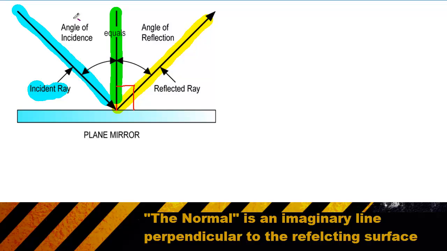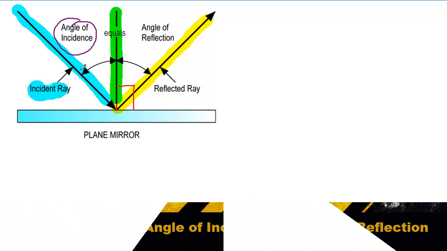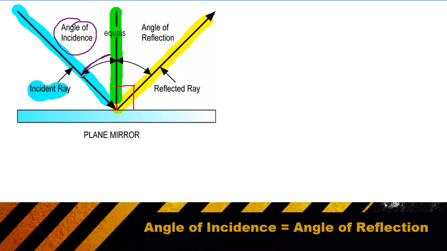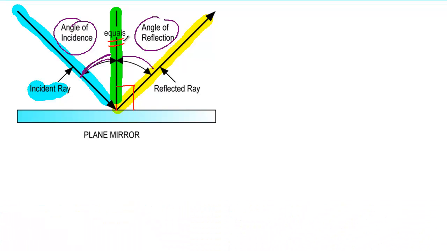There's also something called the angle of incidence. That's the angle between the incident ray and the normal line. The angle of reflection, on the other hand, is the angle between the reflected ray and the normal line. One of the rules for reflection states that the angle of incidence is equal to the angle of reflection.